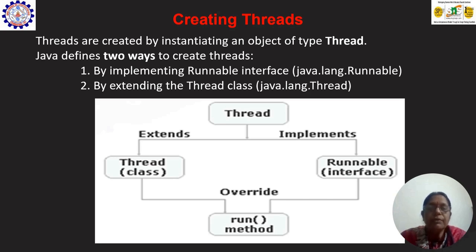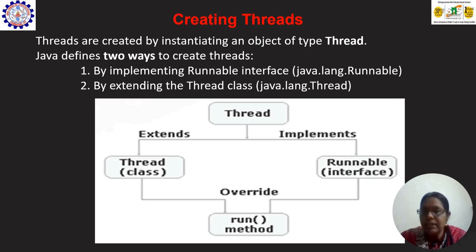This session we are going to discuss how to create threads. A thread can be created by instantiating an object of the type thread, that is the Thread class. Java defines two ways to create threads. One is by implementing the Runnable interface using java.lang.Runnable, and the second means of creating a thread is by extending the Thread class itself.